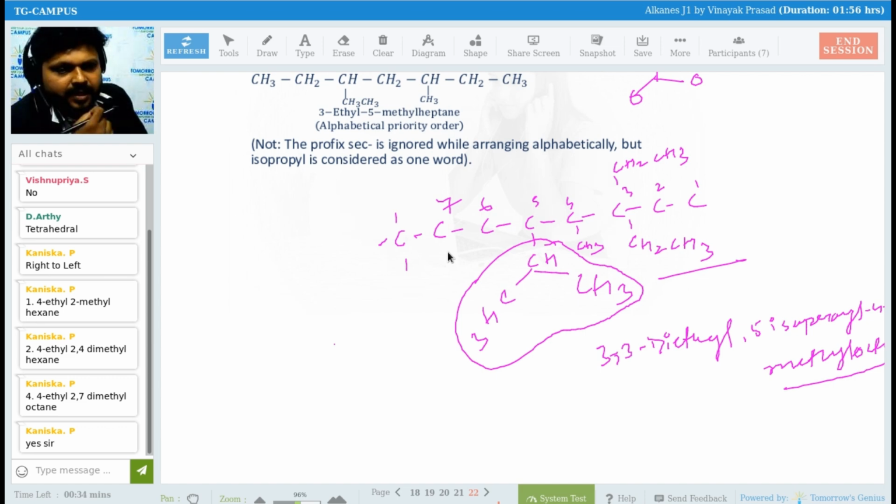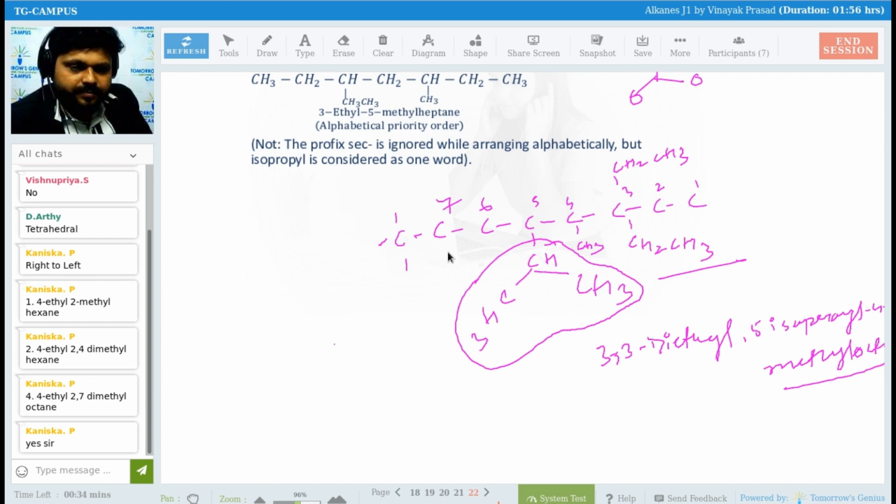Is it fine? In other words, how can we write it? 3,3 diethyl, 4 methyl, and at 5th position we are having what? 1 methyl, 2 ethyl. We can write it like 1 methyl ethyl octane. Is it okay? 1 methyl ethyl and octane. Do you want to see how we can write like this?